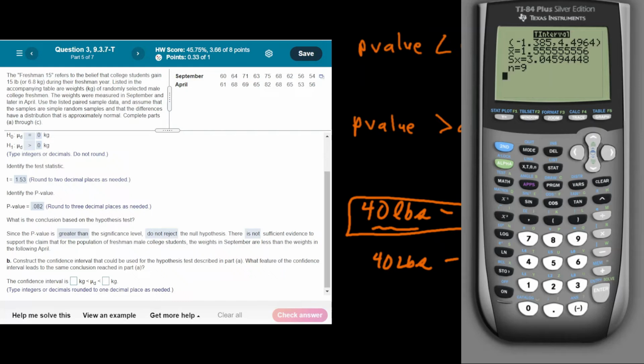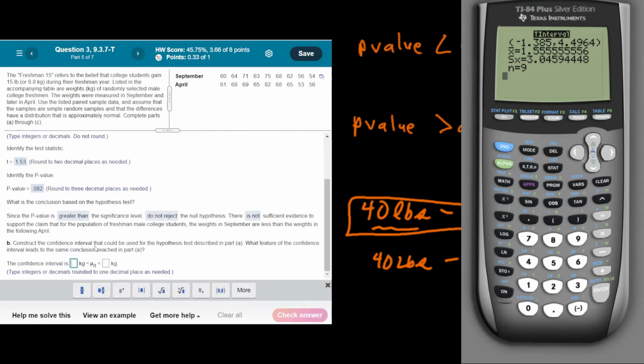And there goes your confidence interval. Note that the left is negative, the right is positive, so it contains 0. So how many decimals? 1 decimal, so negative 1.4. And we have 4.5.